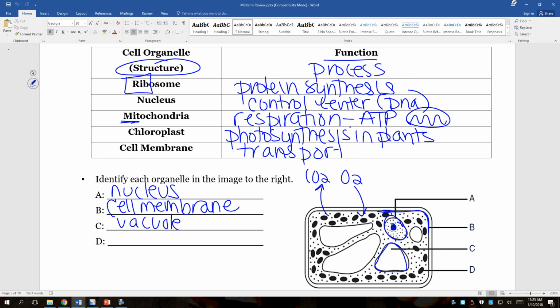And then finally, we have D. D is this little black dot there. That little black dot is going to be your chloroplast. Now, that's not a great representation of it, but this is a type of picture that you would see on the region, so you should be familiar with it.